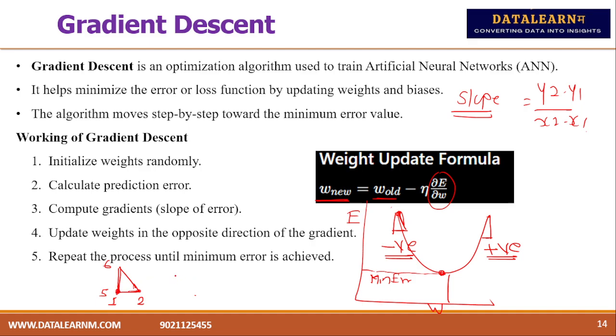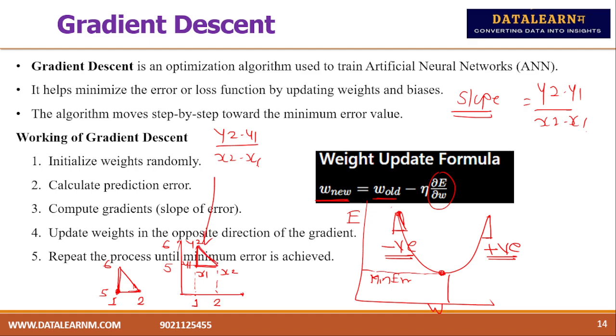Or if you are working axis-wise, how is this? If we plot on the x-axis 1, 2, then 5, 6, simple, correct? So if I calculate the slope for this, what is it? y2 minus y1 over x2 minus x1. This is x1, x2, and this is y1, y2.